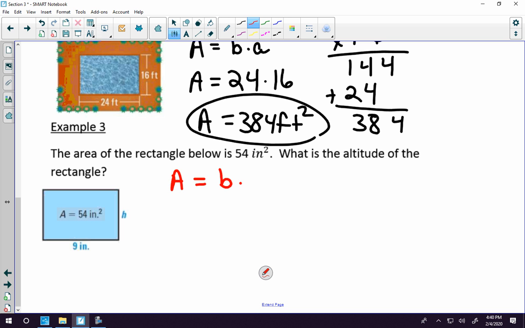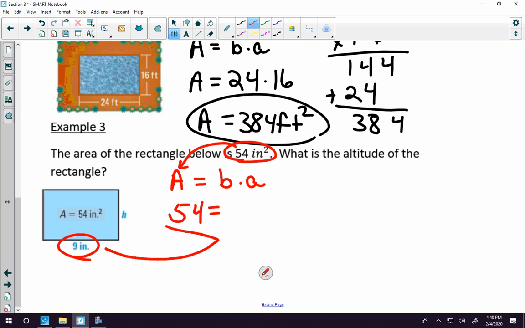Again, it's a rectangle, so we're going to go area equals base times altitude. We're given the area, so we're going to properly substitute 54 in for the area. We know the base length is 9, so we're going to substitute 9 in for the base length, which now tells us we're looking for the altitude, and so we need to solve for A. So I'll write the equation over here.